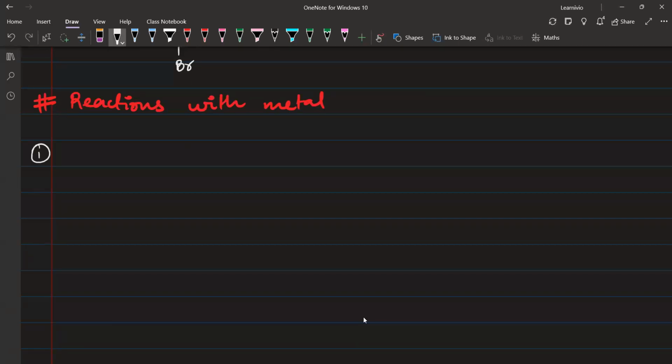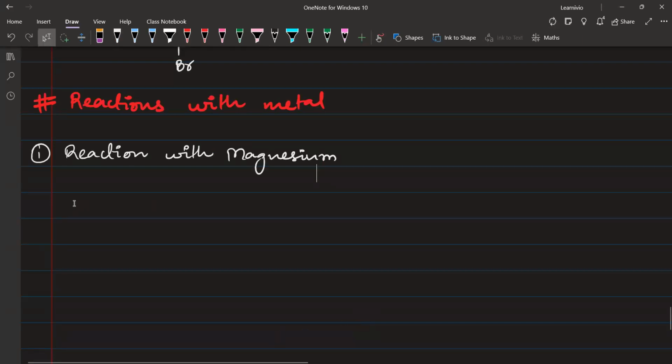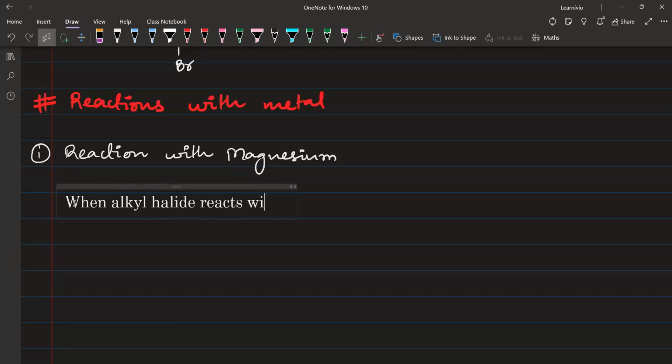Number 1 is, right. Reaction with magnesium. ठीक है, reaction with magnesium. लिखिएगा. When alkyl halide reacts with magnesium in the presence of dry ether.